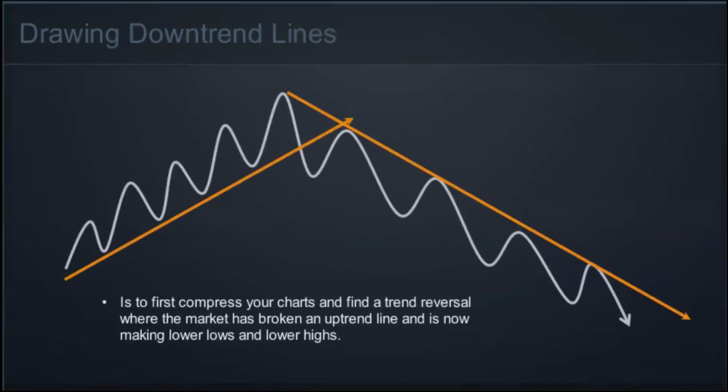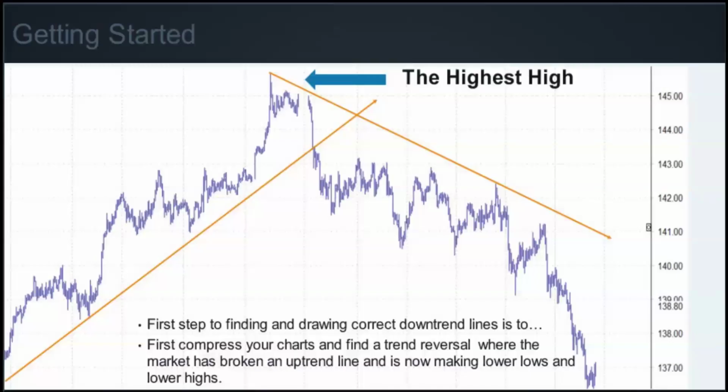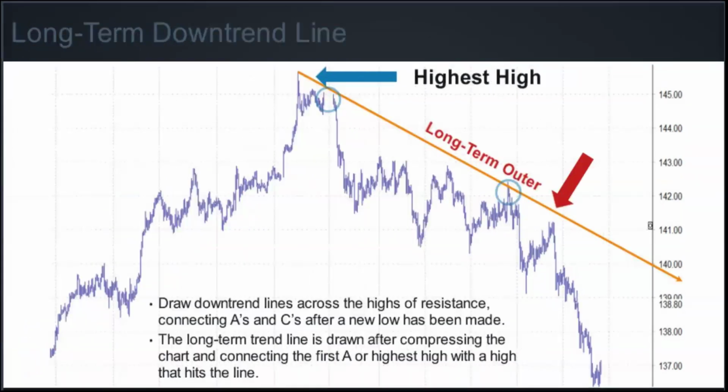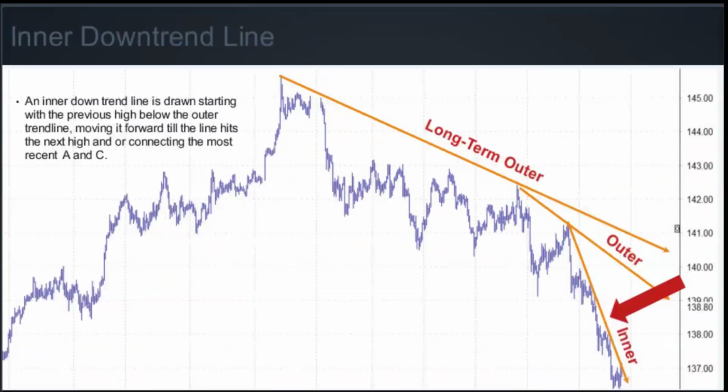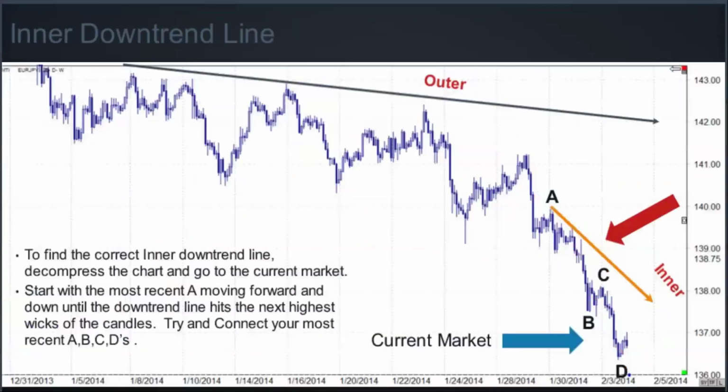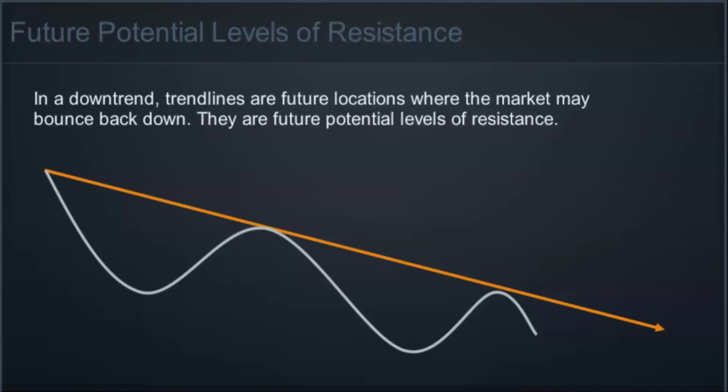Look at this one. That cross. See that? See that? See that? And then when the market breaks the inner trend line, just know that its next target is for it to run to the outer trend line.